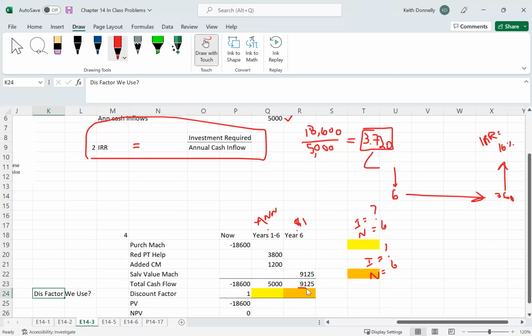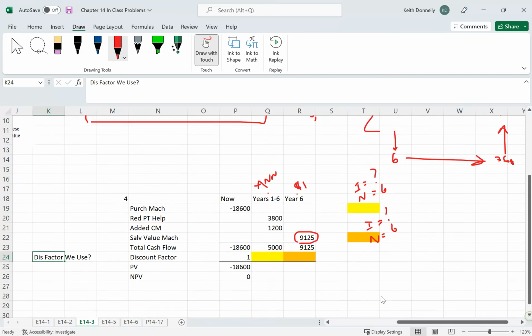You can't simply back into the discount factor and then look up the percent, because you don't have a uniform amount of annual cash inflows. In other words, it differs in the last year. You have this 91.25 in the last year. Years 1 through 6 have roughly 5,000 each year, but in the last year you have the 5,000 and the 91.25. So that bans you from using this. You can't have a flat uniform amount.